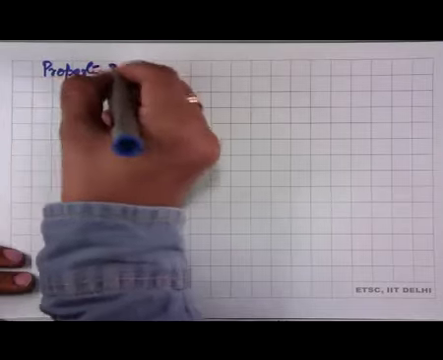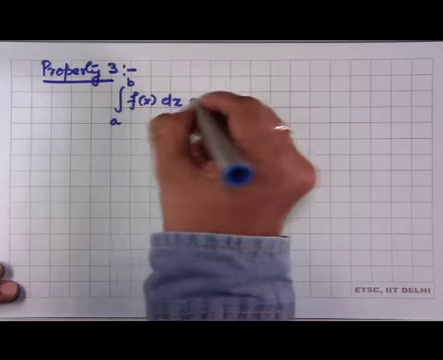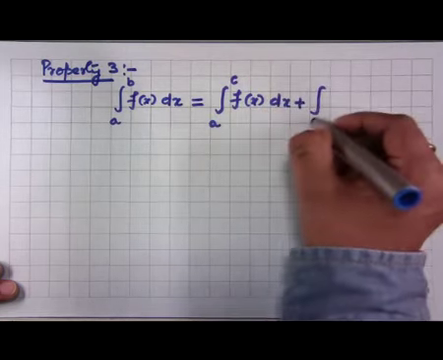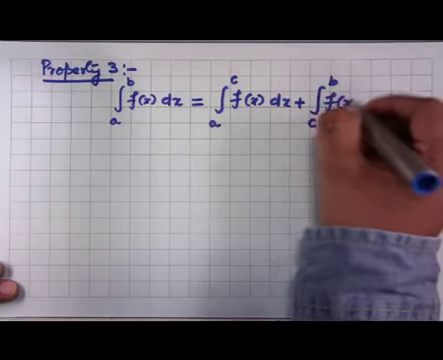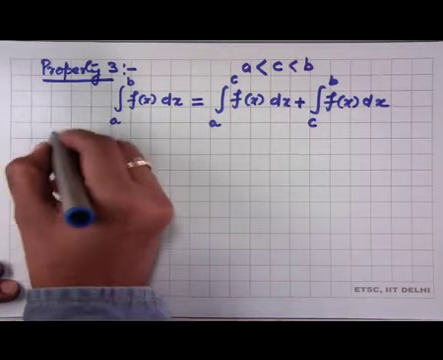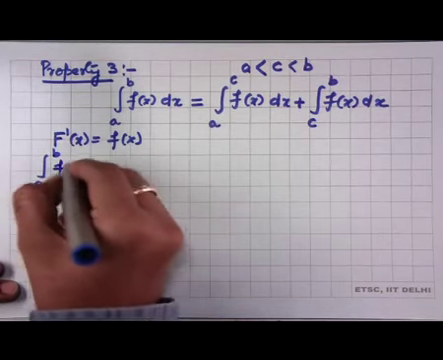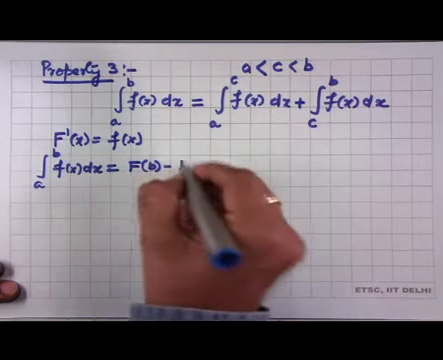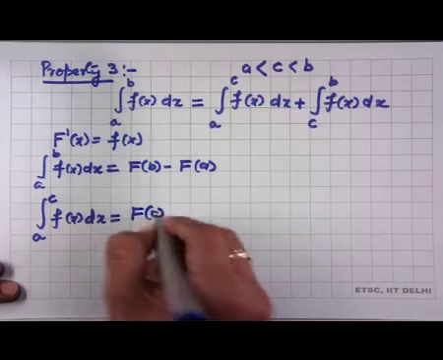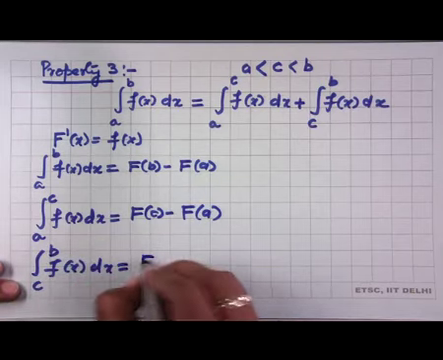Property 3 says that you can break this integral into two definite integrals as a summation, where c lies between a and b. So if capital F(x) is an antiderivative of f(x), then the value of the integral from a to b of f(x) dx is equal to F(b) minus F(a). The value of the integral from a to c of f(x) dx is F(c) minus F(a), and the value of the integral from c to b of f(x) dx is F(b) minus F(c).